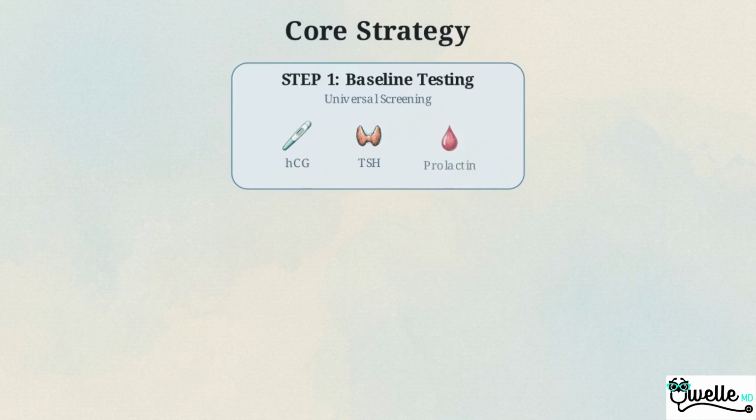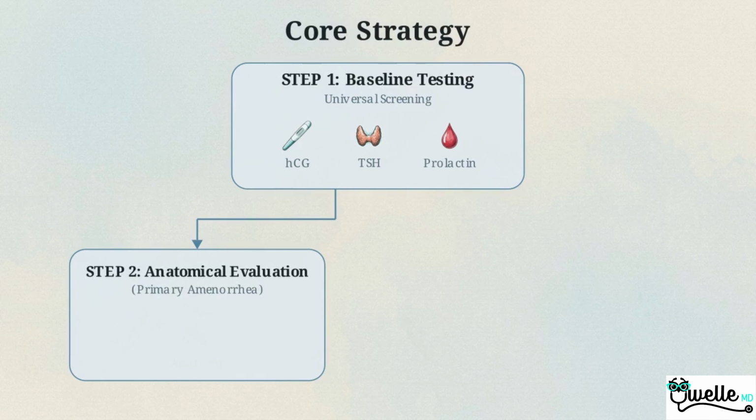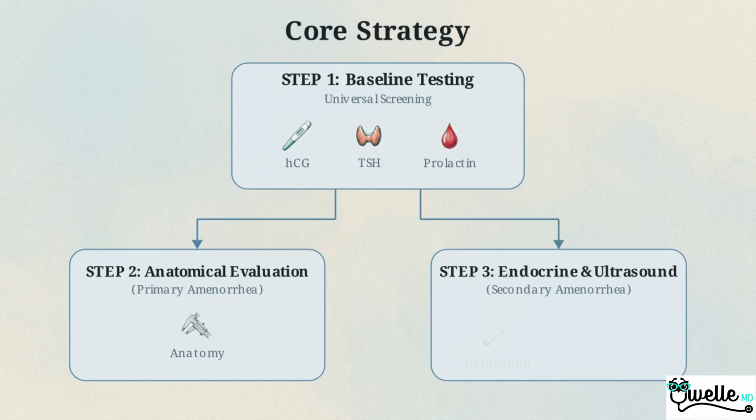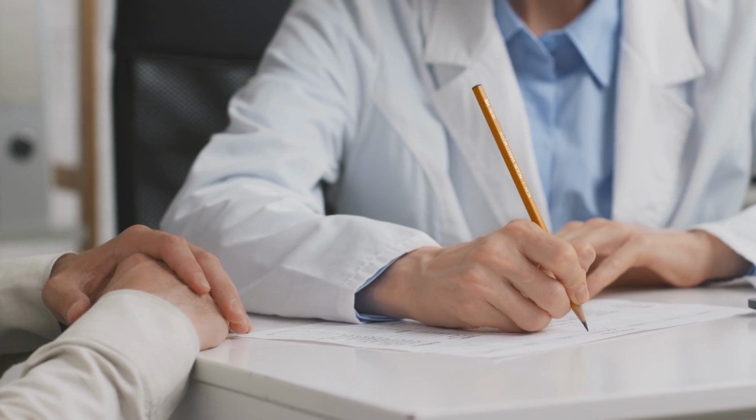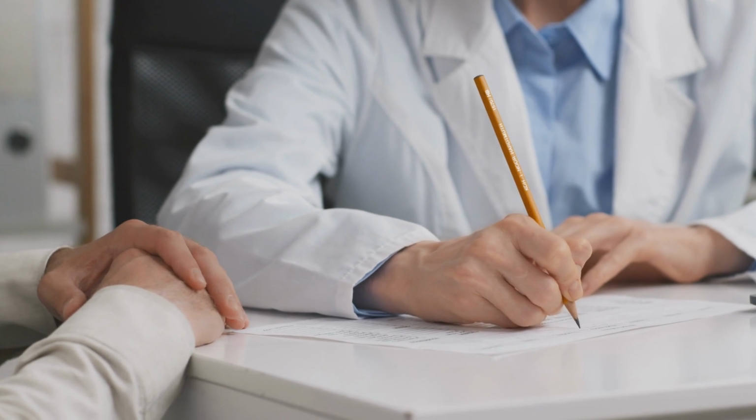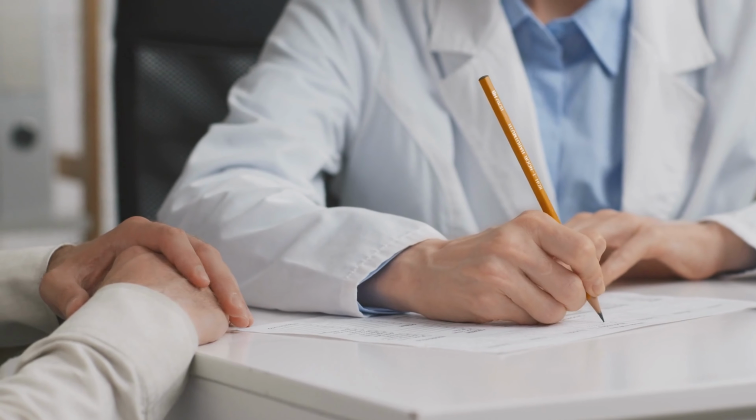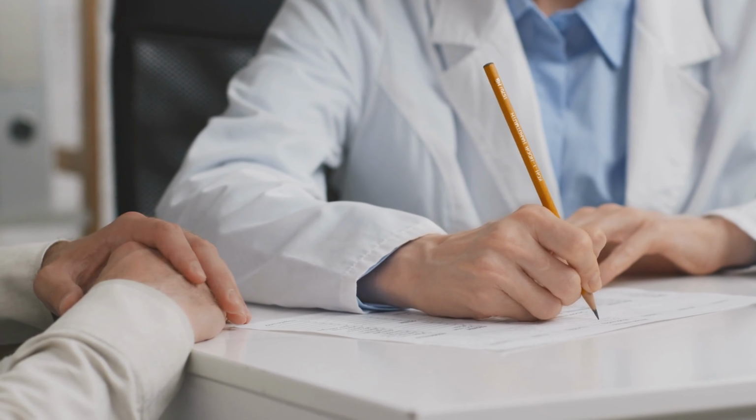Universally screen for HCG, TSH, and prolactin. Let anatomy guide your primary amenorrhea cases, and utilize a transvaginal ultrasound paired with FSH and estradiol for secondary cases. Adhering strictly to this algorithm avoids common diagnostic traps and unnecessary imaging, allowing you to get patients to targeted treatments without delay.